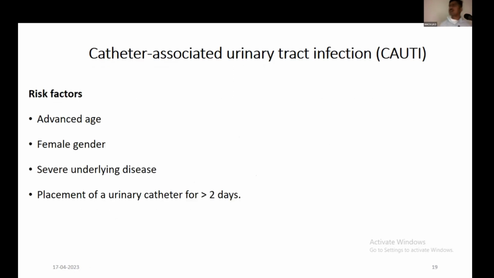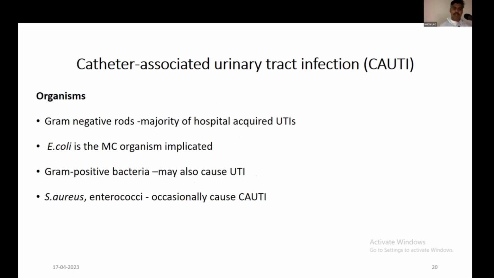So what are the risk factors for CAUTI? They can be advanced age, female gender, severe underlying disease, or placement of a urinary catheter for more than 48 hours. Most commonly, gram-negative rods are involved in CAUTI. E. coli is the most common organism. Gram-positive bacteria can also cause UTI. Staph aureus and enterococci occasionally cause CAUTI.